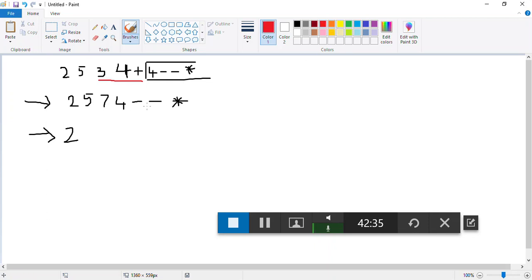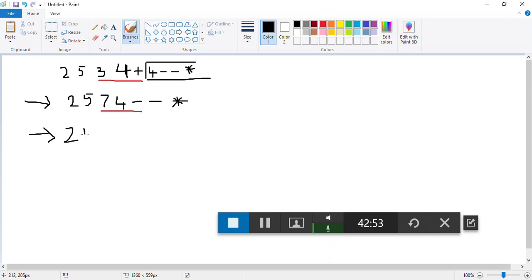Now this will be applied. Minus will be applied to what? To the previous two operands. Plus will be applied to previous 2, 3 and 4. Now minus will be applied to 7 and 4 here. Okay, so what will be the value now?